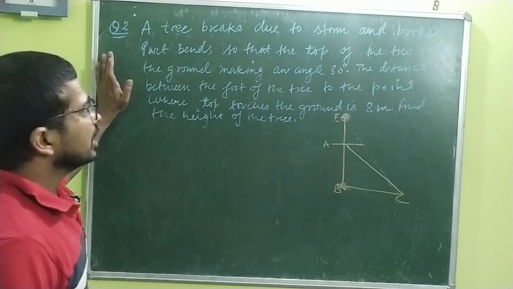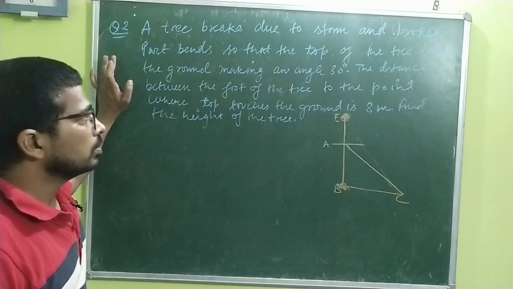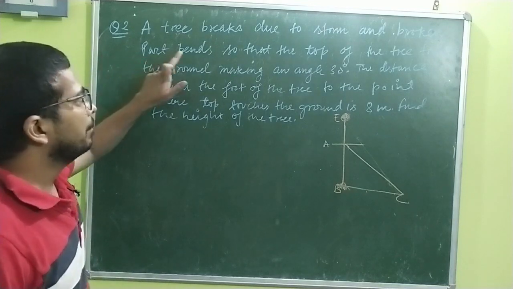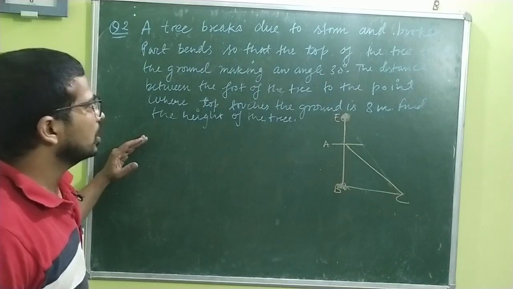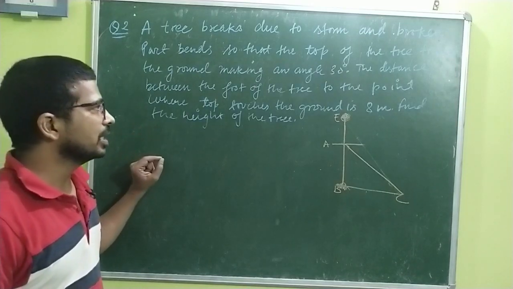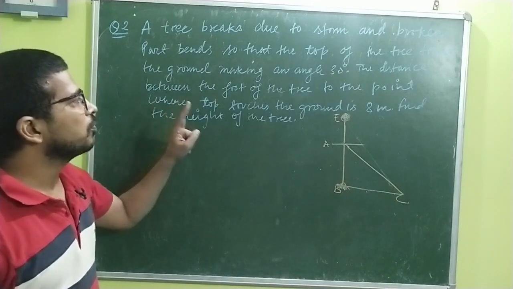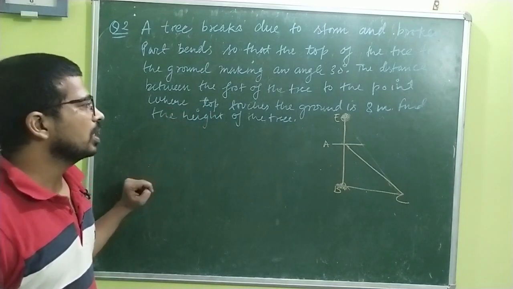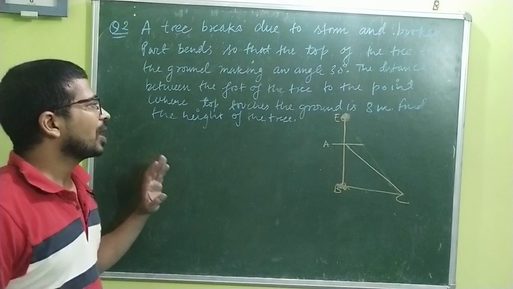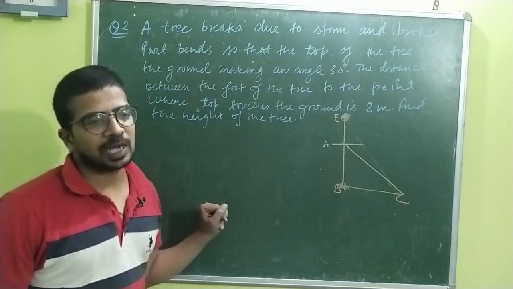A tree breaks due to the storm and the broken part bends so that the top of the tree touches the ground, making an angle of 30 degrees. The distance between the foot of the tree and the point where the top touches the ground is 8 meters. Find the height of the tree.